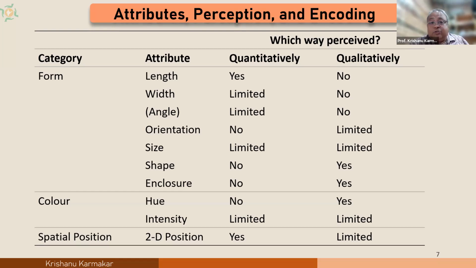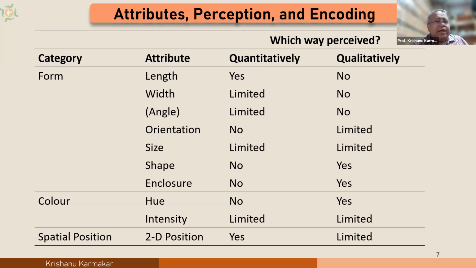So color is also another type of attribute. Actually, color has two different attributes. One is the hue itself, another is the intensity of that hue, or the saturation of that hue. So this is another attribute of geometric shapes that we can use. And finally, the relative position of these geometric shapes in two dimensions.